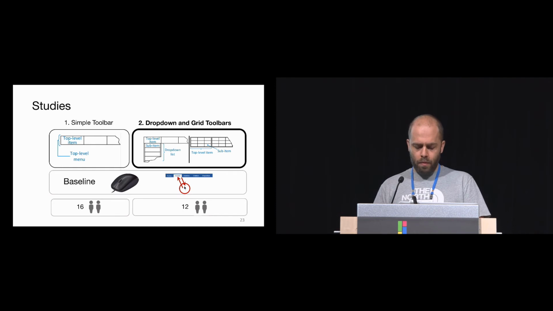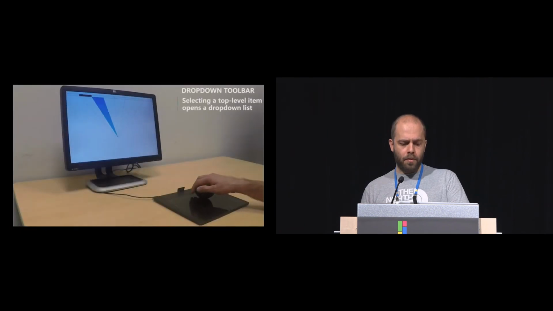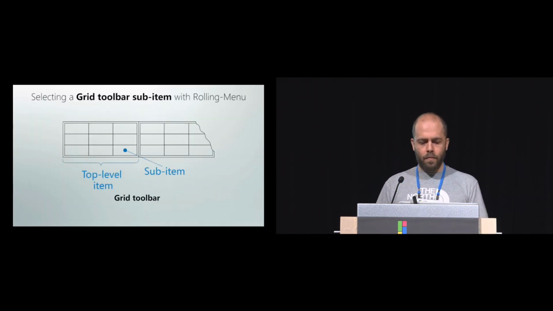So we kept these 3 best combinations, and we studied them on the dropdown and grid toolbar. So here you have the example of a dropdown toolbar. As soon as you select the top level item, you have a drop-down list, and rolling allows you to select the item on the drop-down list. Okay, you get it?